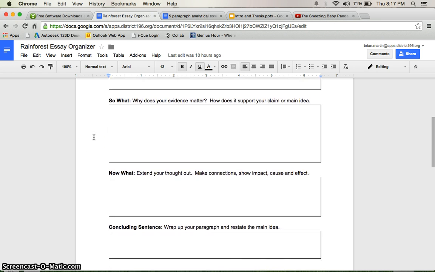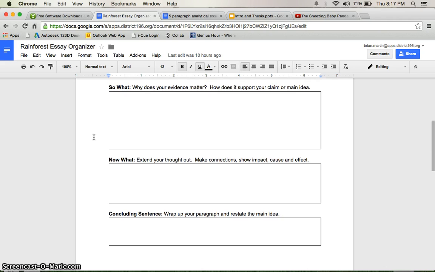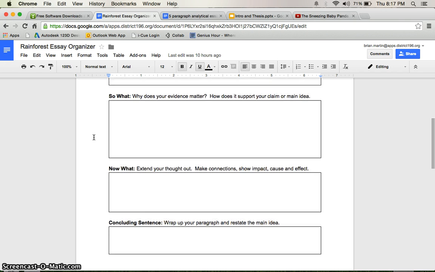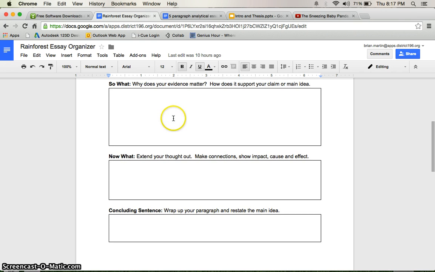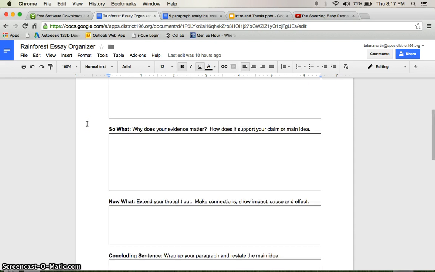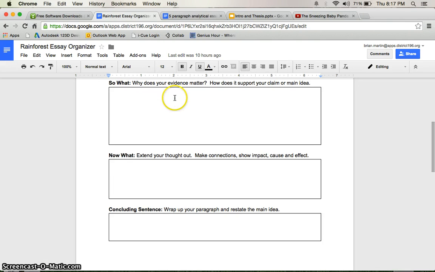The so what is again going to be the kind of why does this matter? So what? How does this support what the main idea of the paragraph is? And this is really where your analysis of that topic starts. So you gave me the information that population's declining in Europe. Okay, so what? Now talk to me about it right here.